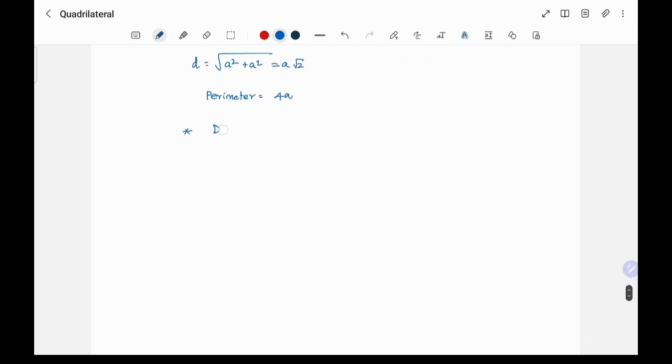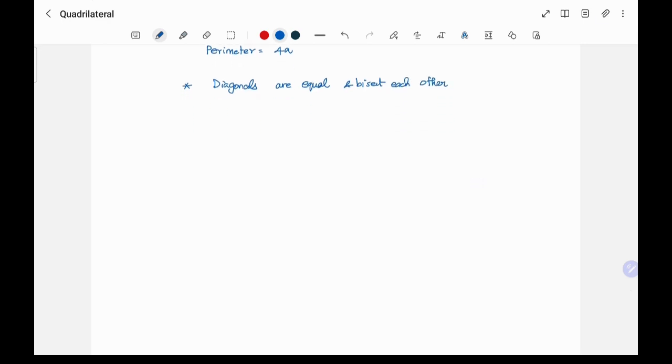So here again the diagonals are equal and bisect each other. Again, all properties of a parallelogram, rectangle and rhombus hold for a square. Okay, so next we'll see about the trapezium.